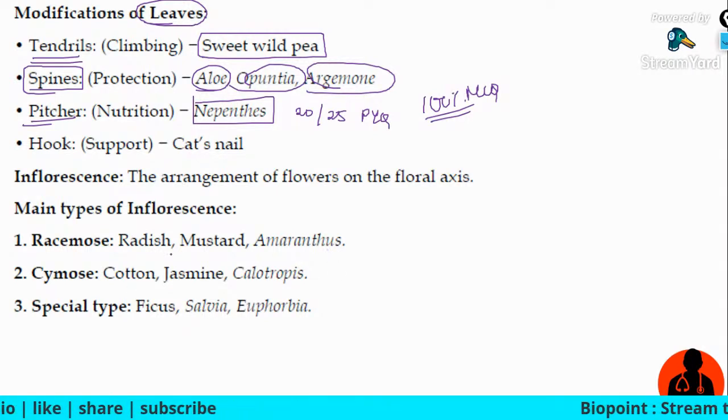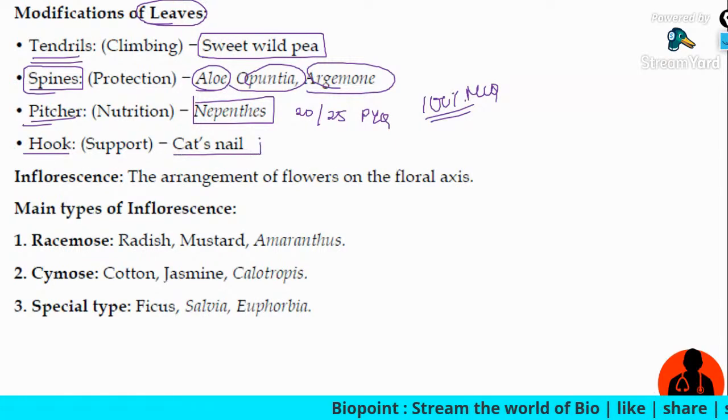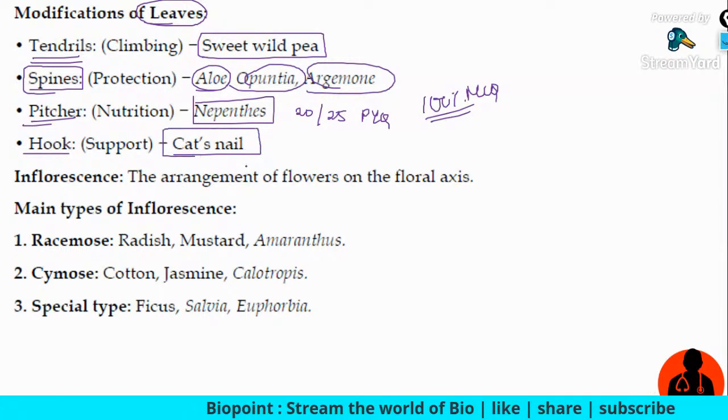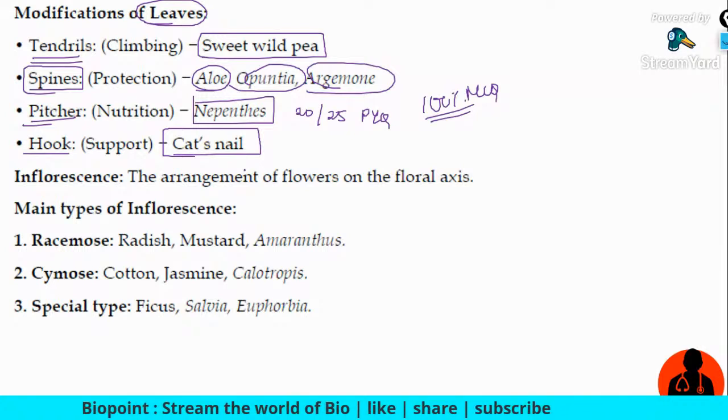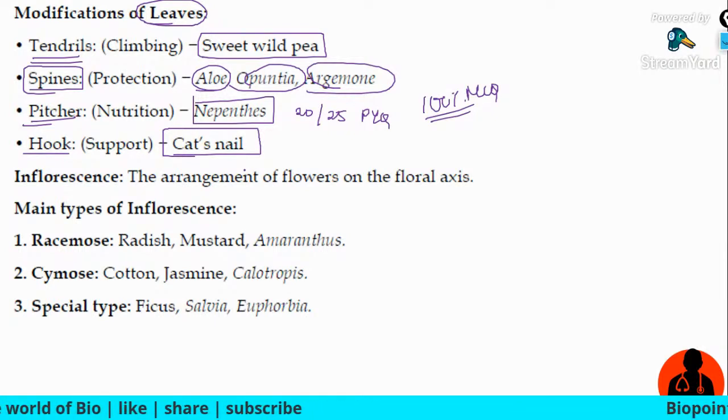Yes. Next, moving on to hook, which is seen in cat's snail. Cat's snail. Okay, no one is responding except one person. Nobody else is responding. Let it be your wish. I'm not forcing anybody. Clear?